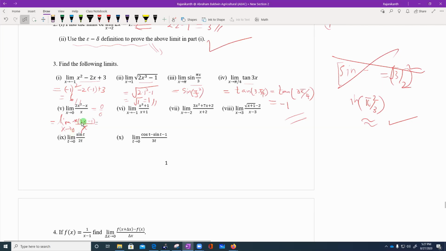Easy. Now if you're plugging 0 here, what will you get? -1. That's it. So the limit answer is -1. Good.